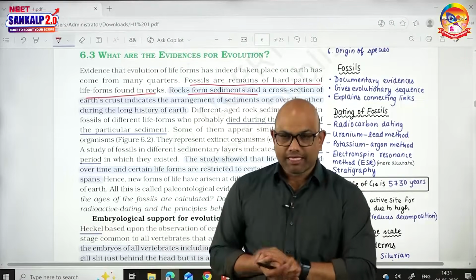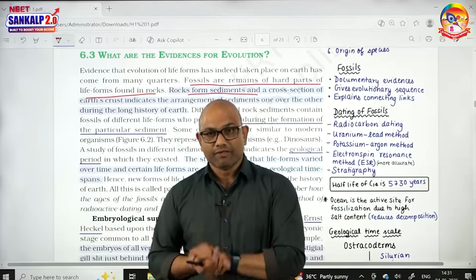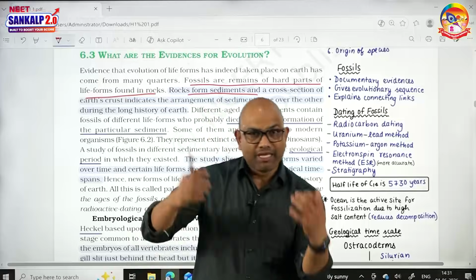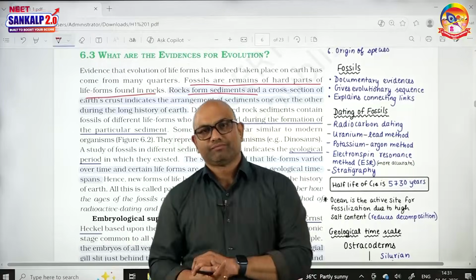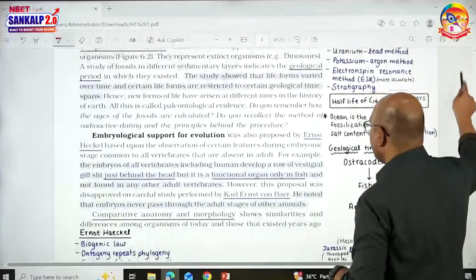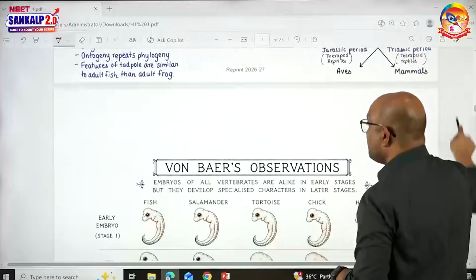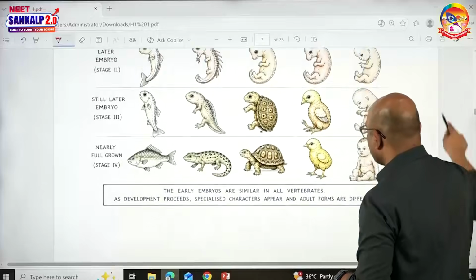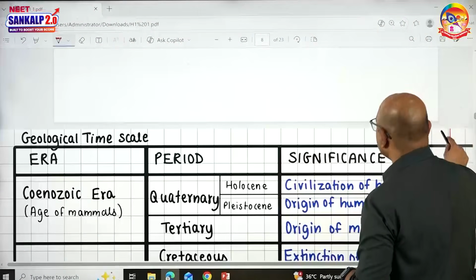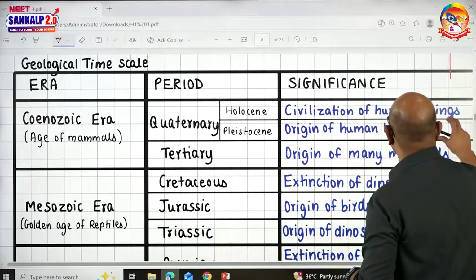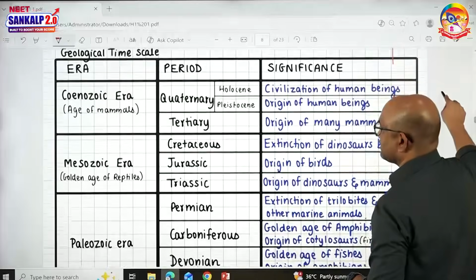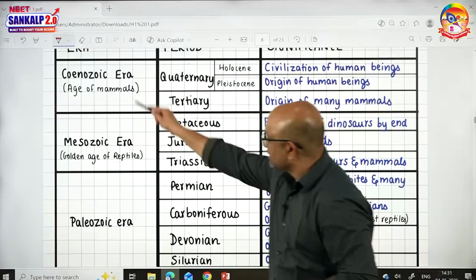So for our convenience, we have divided the age of earth into some eras, eras into some periods, periods into some epochs. What are the eras of earth? So earth is divided into three main eras. One is the Paleozoic era, second is the Mesozoic era, the third is the Cenozoic era. Paleozoic, Mesozoic and Cenozoic eras. See this? These are the eras.